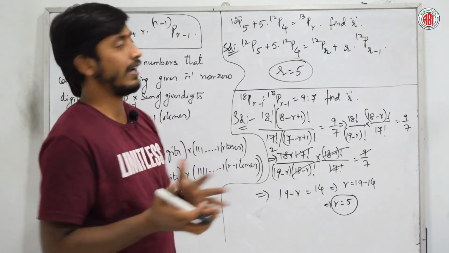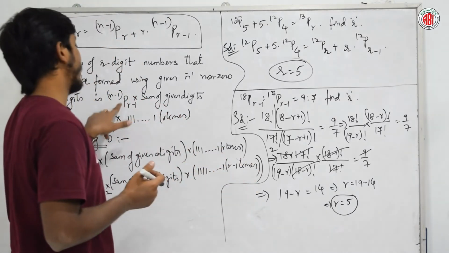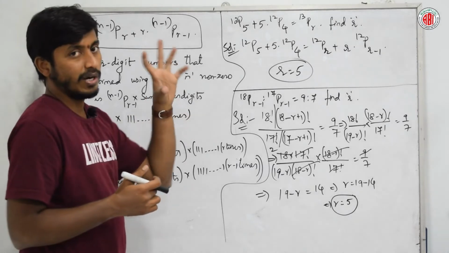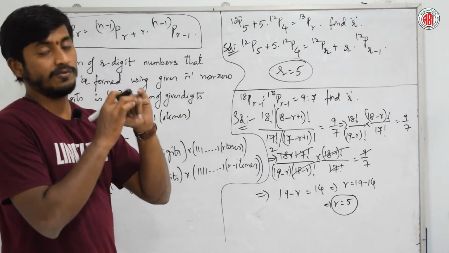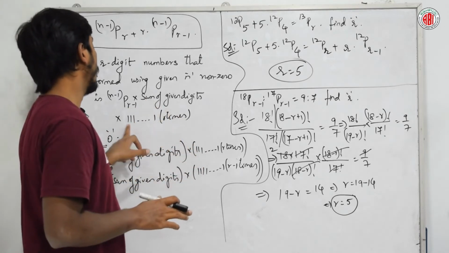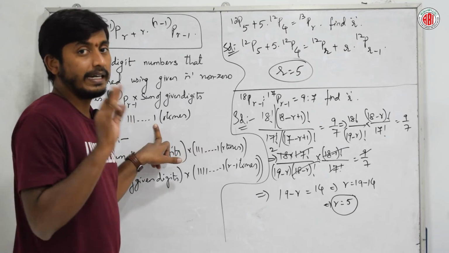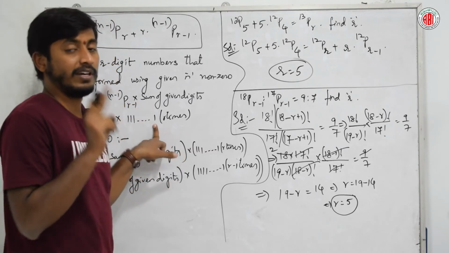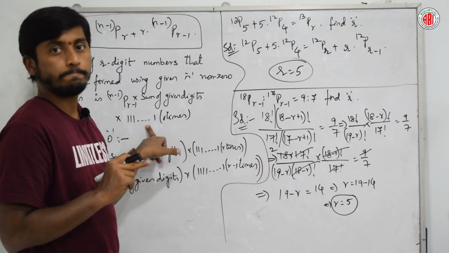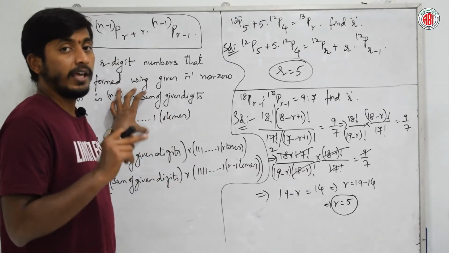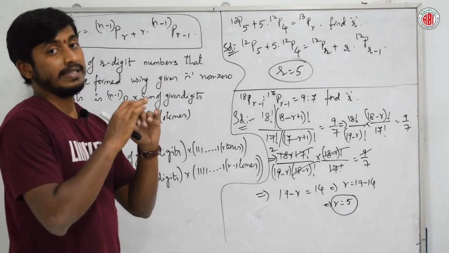And the sum of that is given as n minus 1 pr minus 1 into the sum of the given digits. If it is 1, 2, 3, 4, 5, then 1 plus 2 plus 3 plus 4 plus 5 like that, into 1, 1, 1 and so on, up to how many ones? If it is a 3-digit number, I will write 111. If it is a 2-digit number, I will write 11. Okay, fine. This is if the numbers don't include 0.